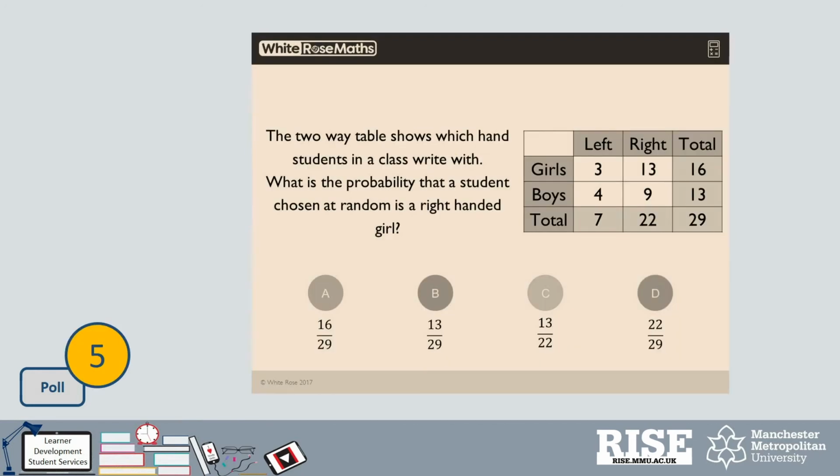This two-way table shows the hand students in a class write with, and whether they're a girl or a boy. What is the probability that a student chosen at random is a right-handed girl? There are 13 right-handed girls in the table out of a total of 29 students. So the probability is 13 over 29.